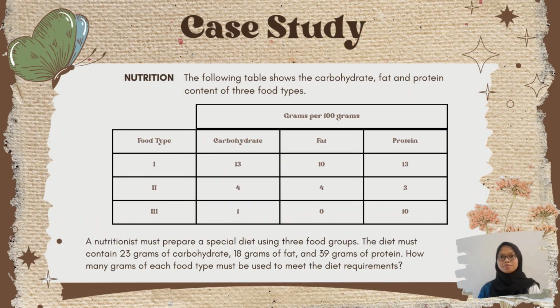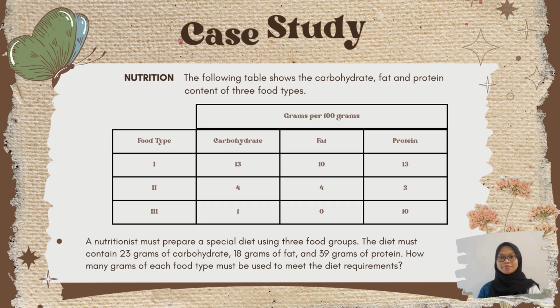A nutritionist must prepare a special diet using 3 food groups. The diet must contain 23 grams of carbohydrate, 80 grams of fat, and 39 grams of protein. How many grams of each food type must be used to meet the diet requirement?